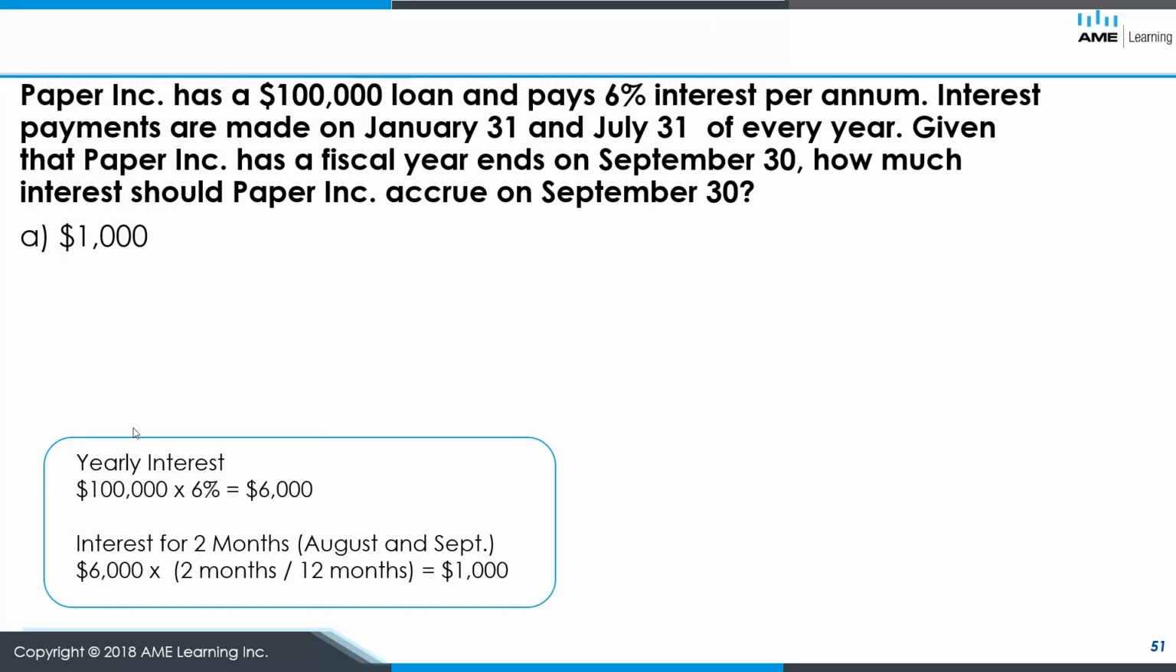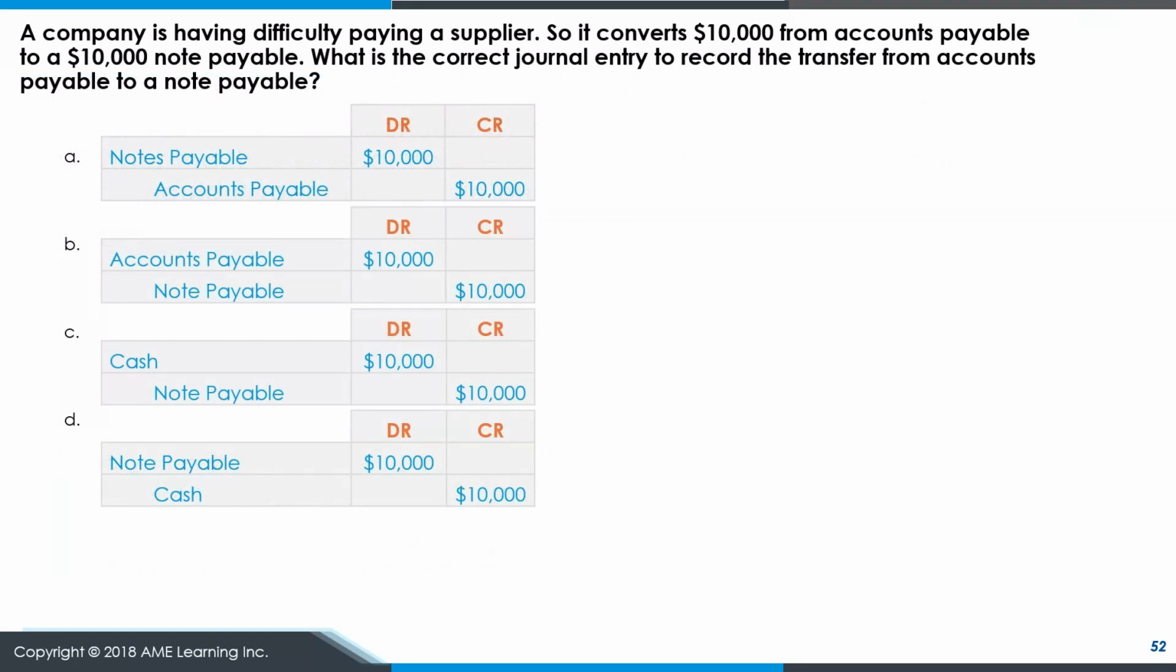And here's the breakout. So yearly interest, 6,000. Interest for 2 months, August and September. And the reason it's only those 2 months, remember, is because we made the last payment on July 31st. So we would have recorded that portion of the expense then. And then we just need to record 2 more months that accrued, has not been paid yet, by the September 30th year end.